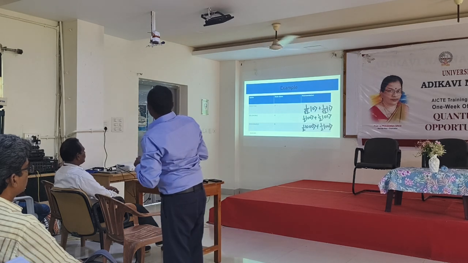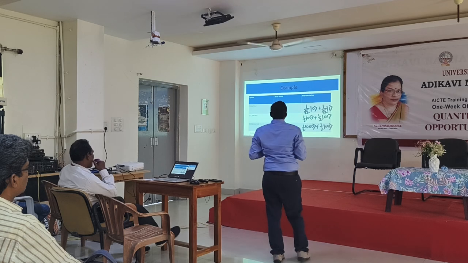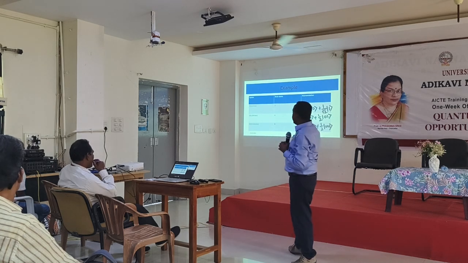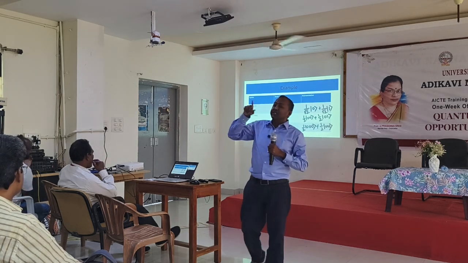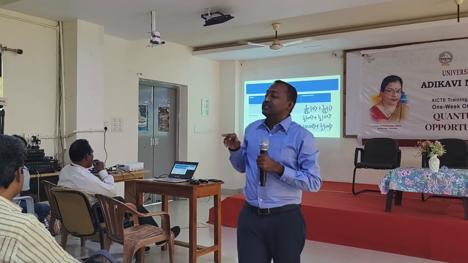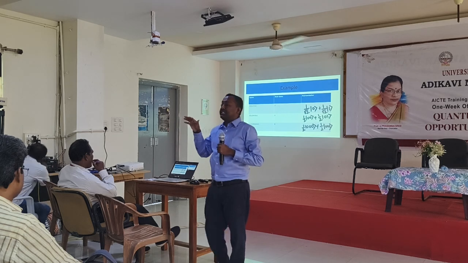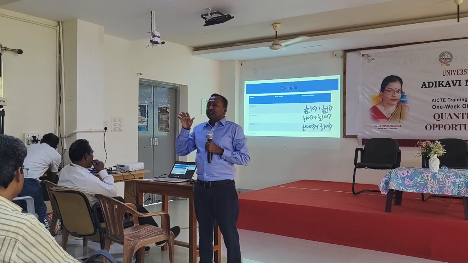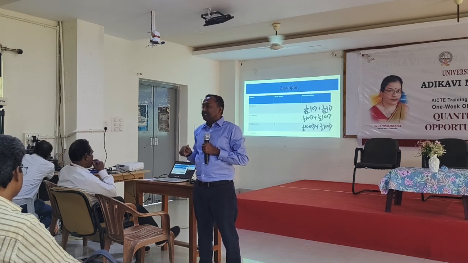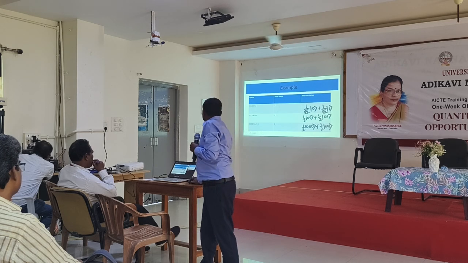Right. Then for 3 qubits, 16 kilobytes, basis states 8. Then there is 1 by root 2 state 000 plus 1 by root 2 state 001, and so on till 111.